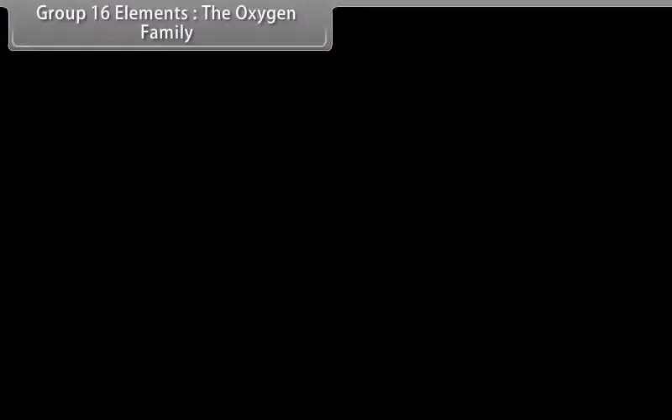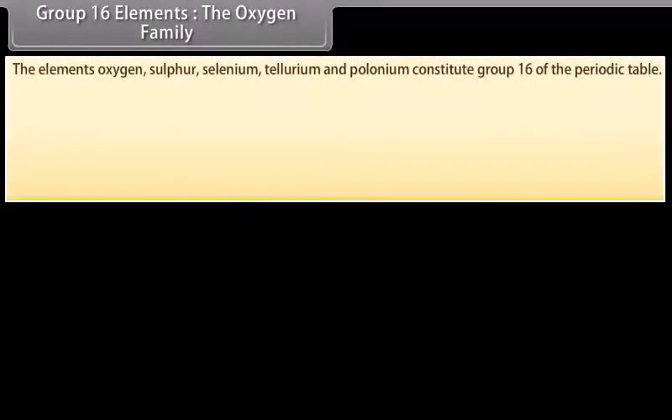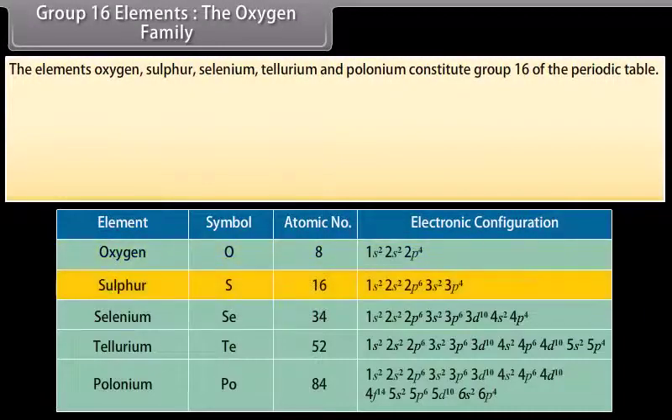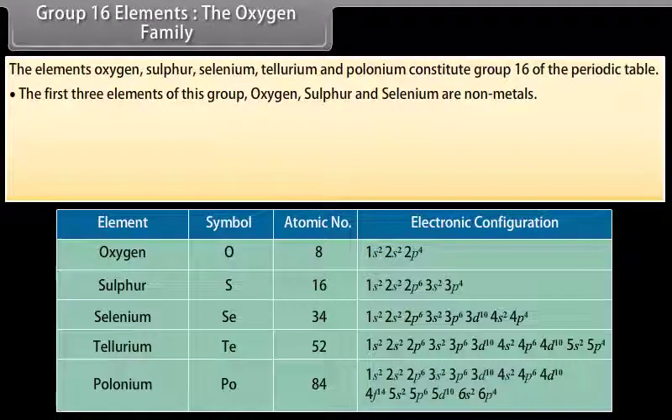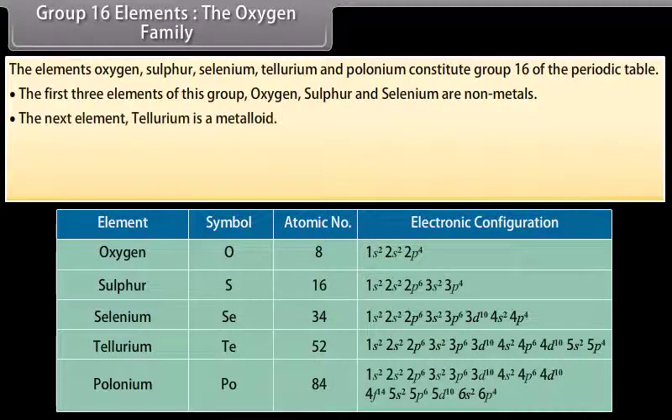Group 16 elements, the oxygen family. The elements oxygen, sulfur, selenium, tellurium and polonium constitute group 16 of the periodic table. The first three elements of this group, oxygen, sulfur and selenium, are non-metals. The next element, tellurium, is a metalloid. The last element, polonium, is a metal.